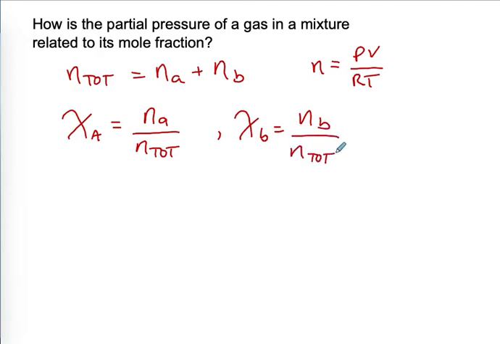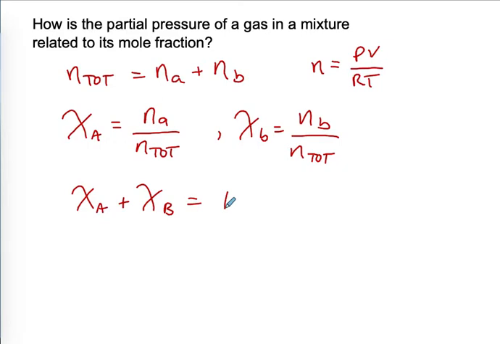And keep in mind that the sum of the mole fractions of all of the components in a mixture, in this case the mole fraction of A plus the mole fraction of B, must be equal to 1 exactly, because they add up to 1. Now, if you're calculating the mole fraction, don't be fooled by the word fraction. We express it in decimal notation to the correct number of significant figures.